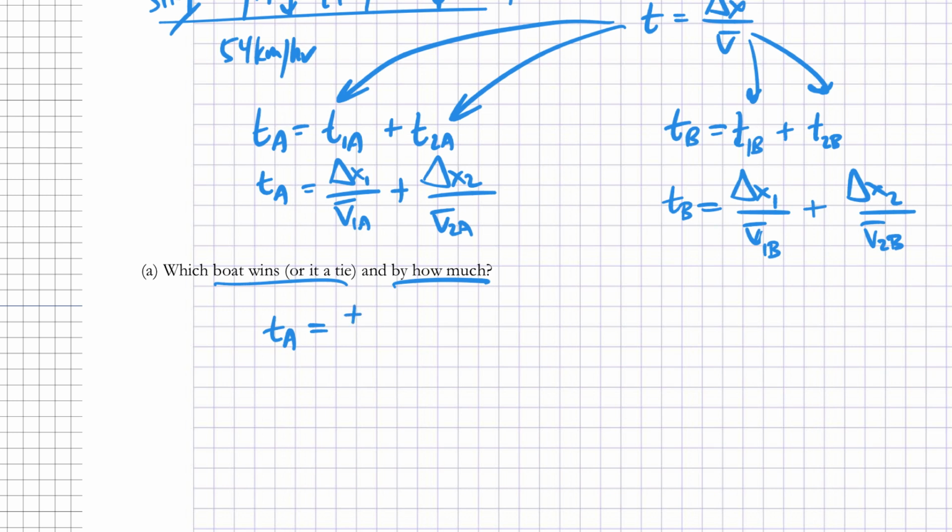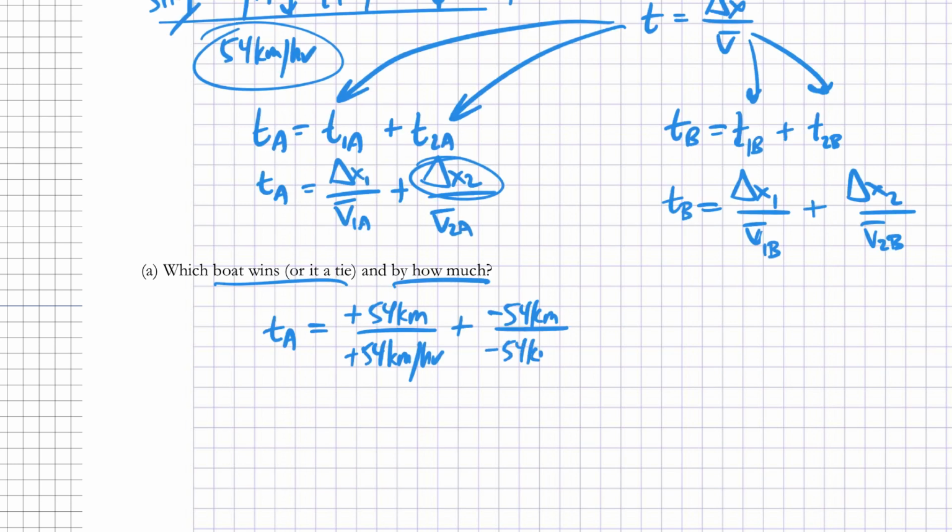So we're going to go plus, what was it, 54 kilometers? 54 kilometers divided by V1A is right here, plus 54 kilometers per hour. Okay, plus, and then delta x2, that's coming back across the boat, so it'll be a negative 54 kilometers divided by that velocity, which is negative 54 kilometers per hour when we're coming back. Okay, we'll go ahead and solve that.